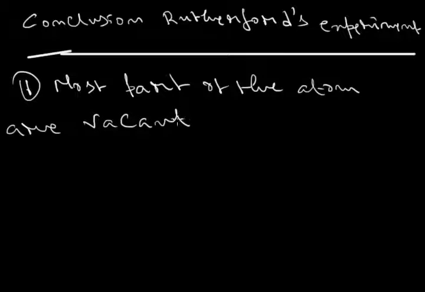Why did he conclude like that? Because when the alpha particles hit the gold foil, most of the alpha particles went through without any deviation. So most of the alpha particles don't collide with anything. For this, he concluded that most of the part of the atom is vacant.